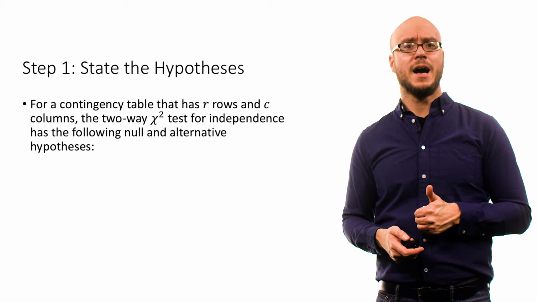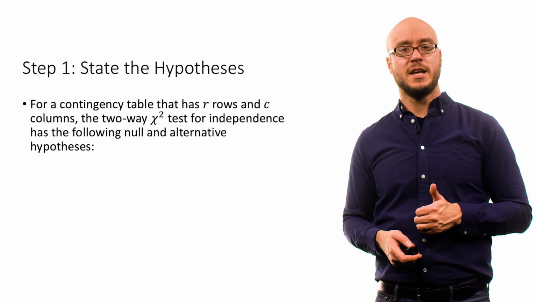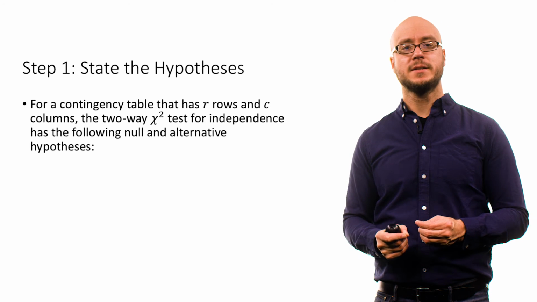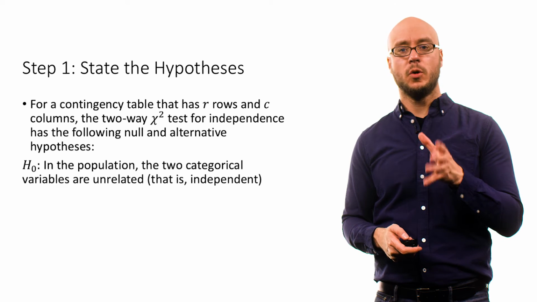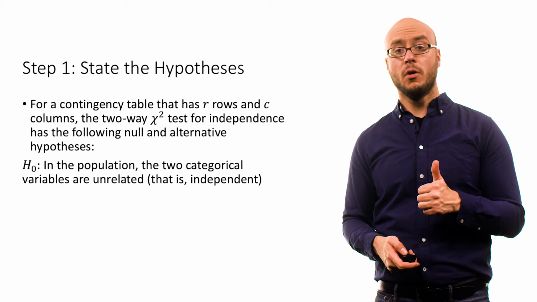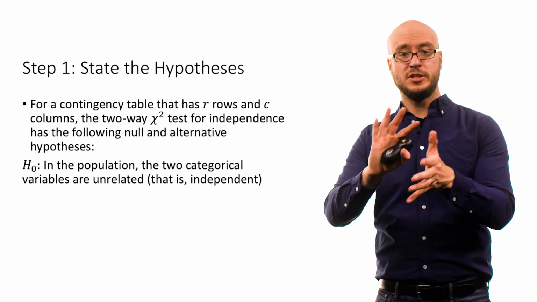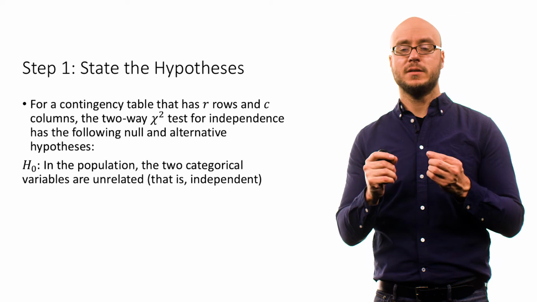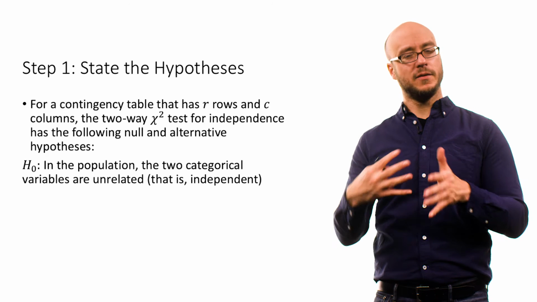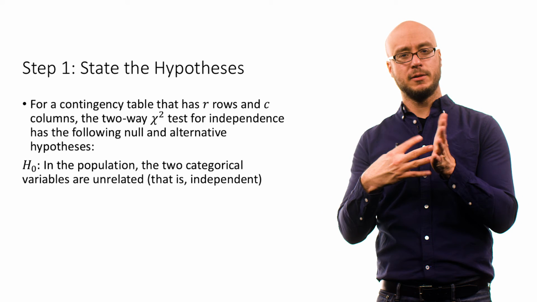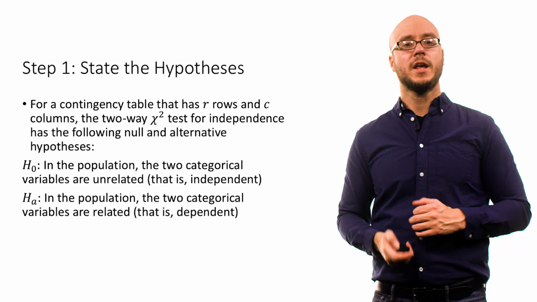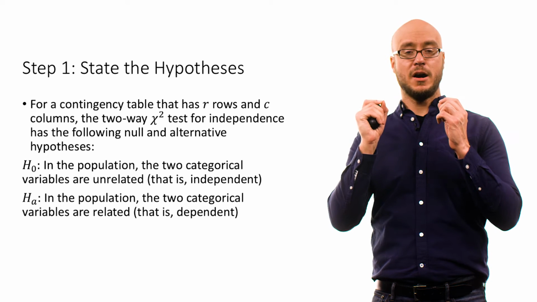First of all, you state the hypotheses. For a contingency table that has R rows and C columns, the two-way chi-square test for independence has the following null and alternative hypotheses. The null is simply that in the population, these two categorical variables are unrelated. They're independent. You can think of the null as saying nothing's going on. If gender and religious affiliation are not really related in the population, then nothing's really going on. The alternative is that they are in fact related.